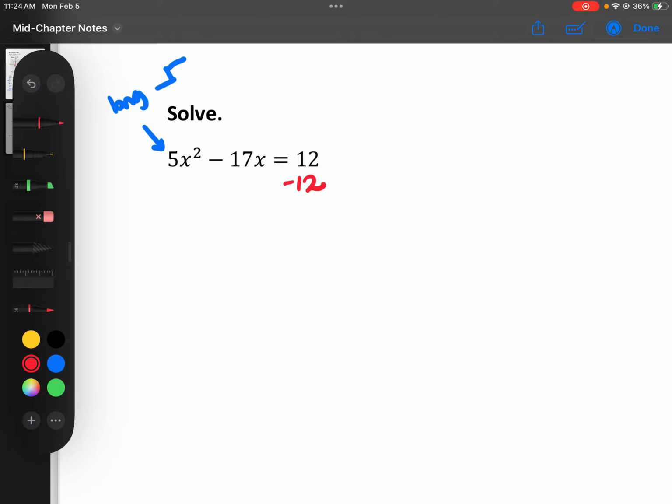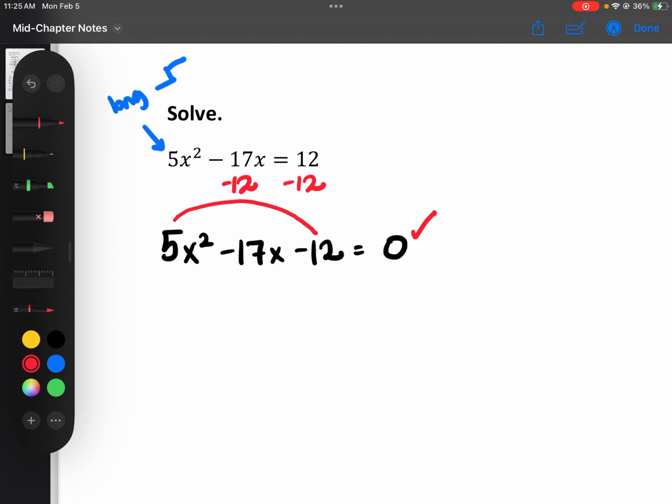So I need to subtract 12 from both sides. And 12 doesn't have an x on it, so I can't combine it with any of those numbers. So I'm just going to rewrite this as 5x squared minus 17x minus 12, and that is equal to 0. So we've got the 0. Now we can factor. So just like before, I'm going to take my first number, multiply it by my last. So 5 multiplied by negative 12 is negative 60.